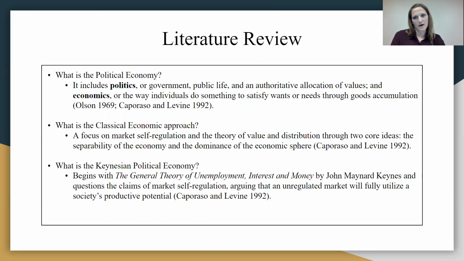What is the political economy? So the political economy includes both politics or government, public life, authoritative allocation of values, and economics, which is the way individuals satisfy their wants and needs through goods accumulation. The relationship between politics and economics, assessed through main frameworks over the last few hundred years, includes the classical, Marxian, Keynesian, and neoclassical economic theories.